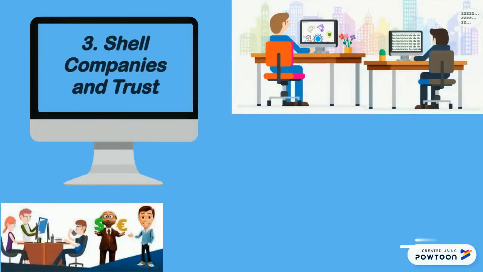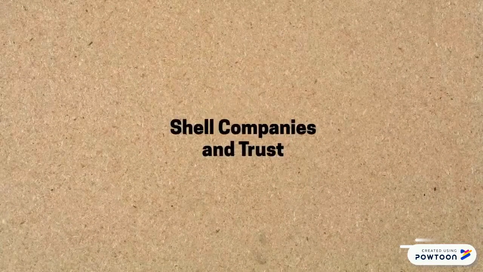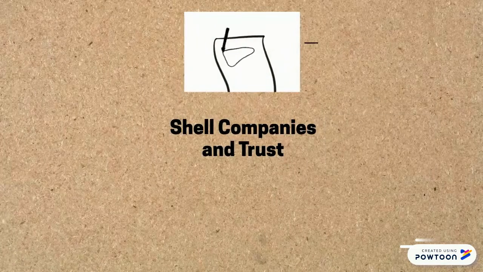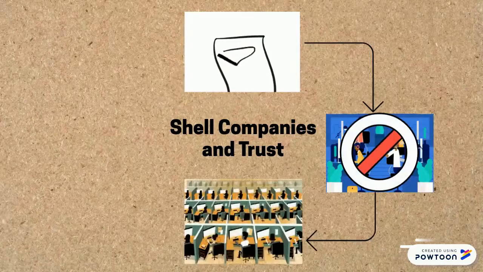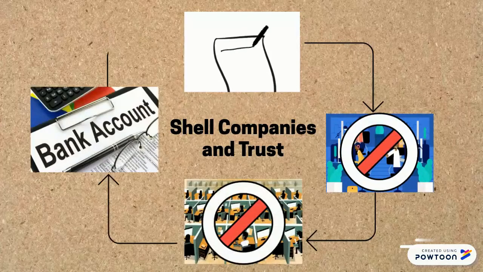How about the shell companies and trusts? What does it mean? The money from the illegal sources will also be put in the shell companies. The shell companies refer to companies which exist only on paper without having any employees and officers but have a bank account. The shell companies do not disclose the true owner.